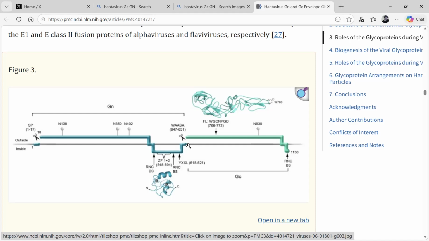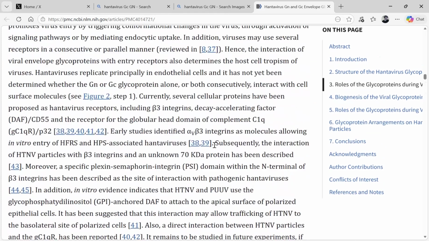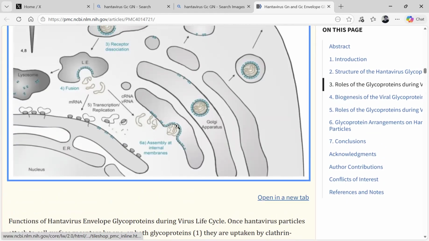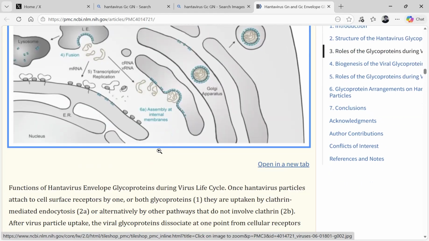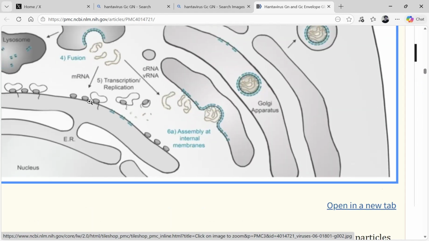And there are cleavage points, and these are cleaved at the SP and the WAASA position to produce two proteins, the GN protein and the GC protein. And as it's being processed in the Golgi apparatus, it's starting to fold properly. All right, let me rephrase this.